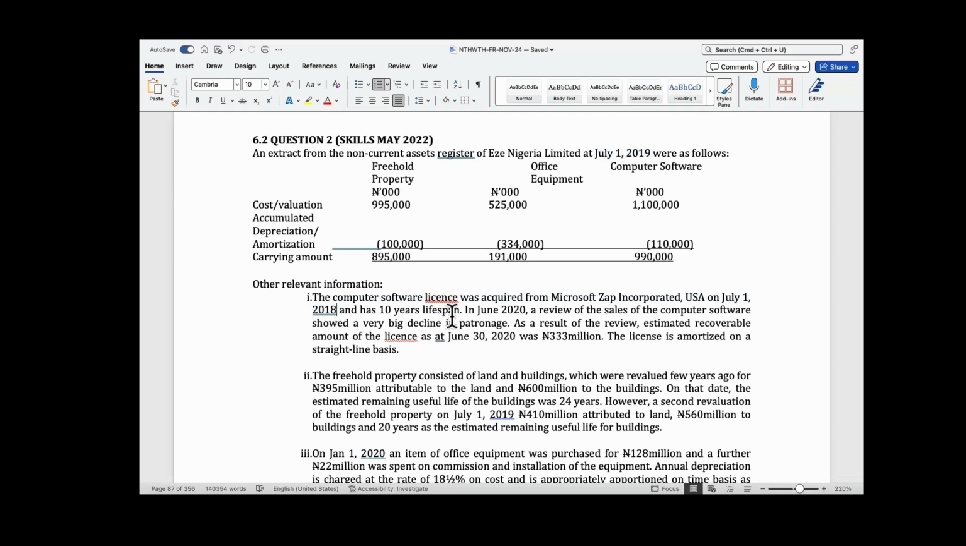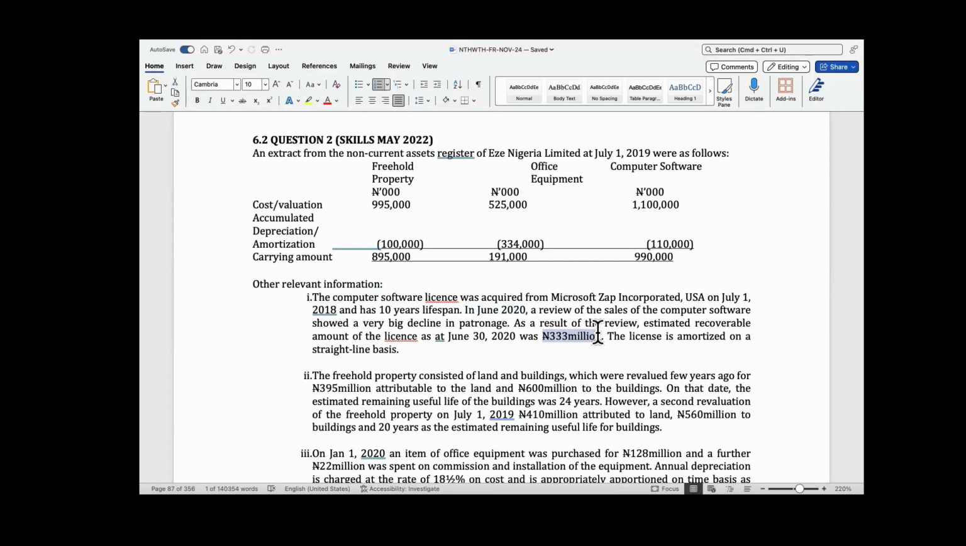2 years ago, 1920. I can see that in June 2020, which is the end, they did a revaluation. From all of this, they revalued the software and it is now 333 million. They revalue the asset at the end of the year.